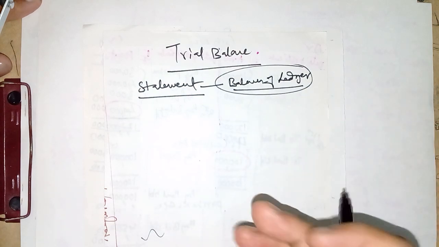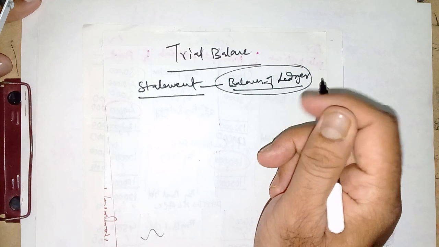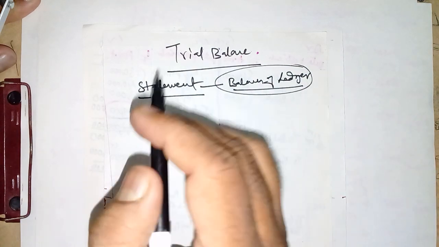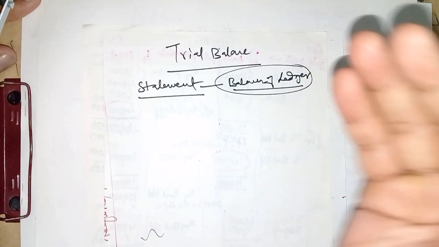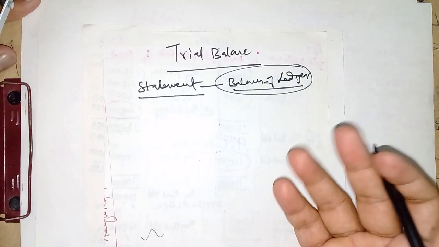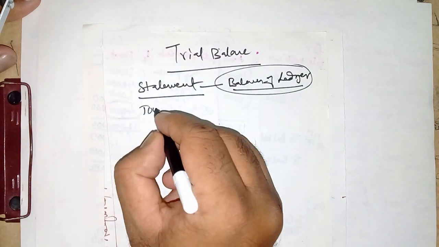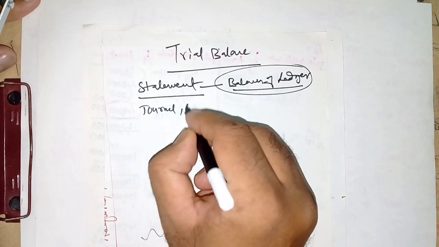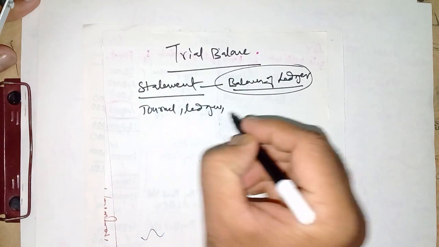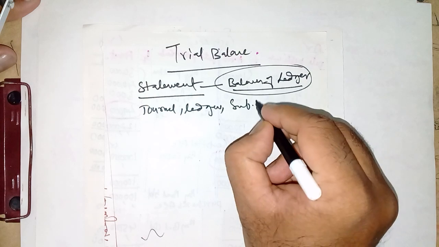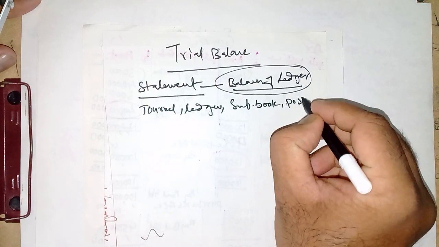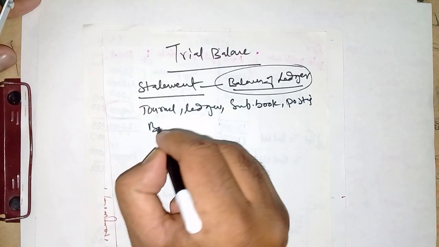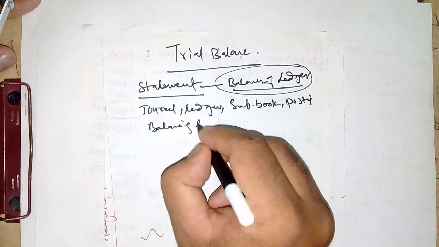The question arises, why do we require this trial balance? This trial balance will give us the mathematical or arithmetical accuracy of what? Of journal, ledger, subsidiary books, and posting and balancing of ledger.